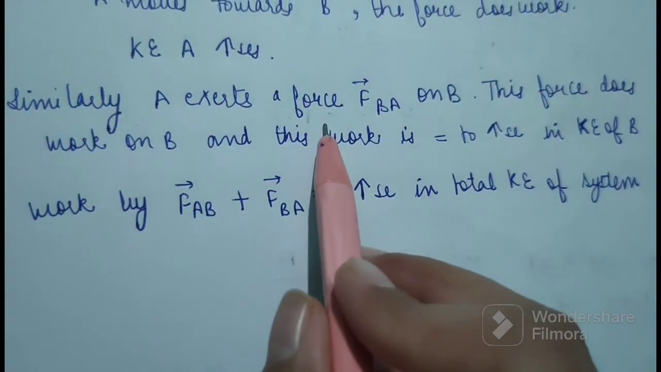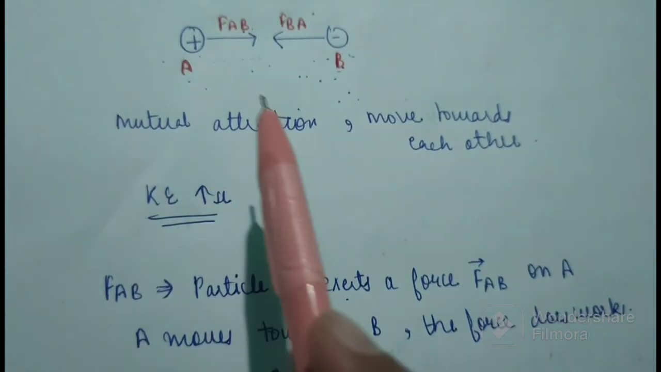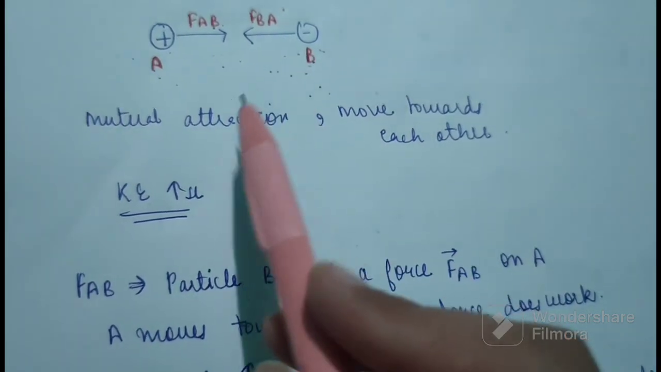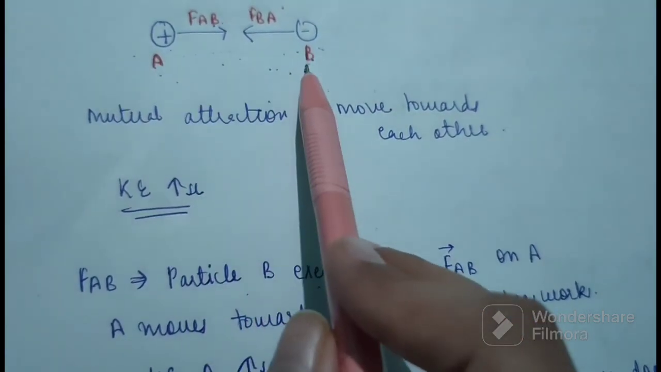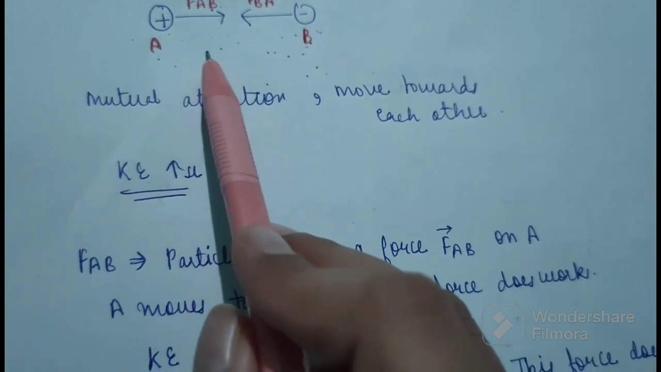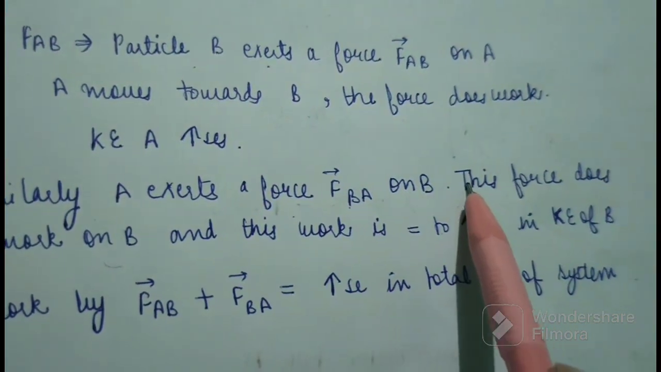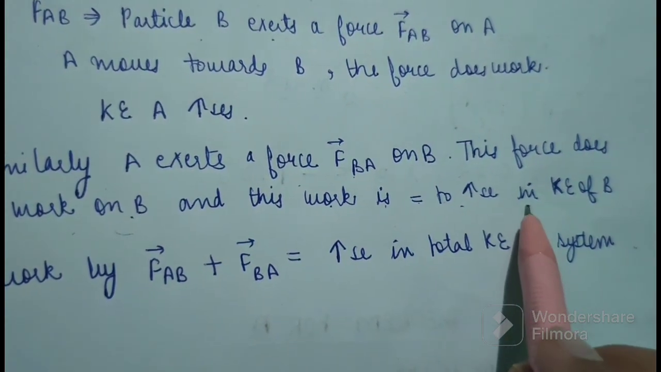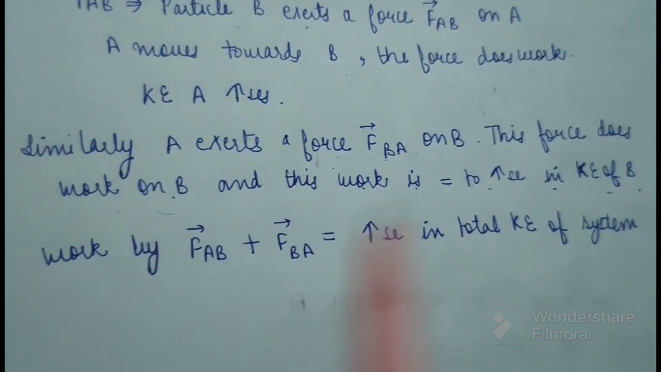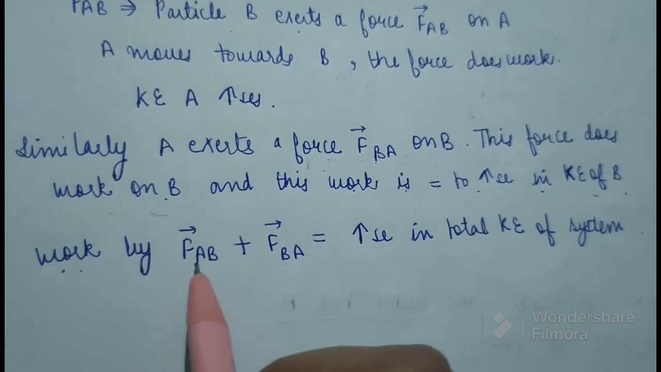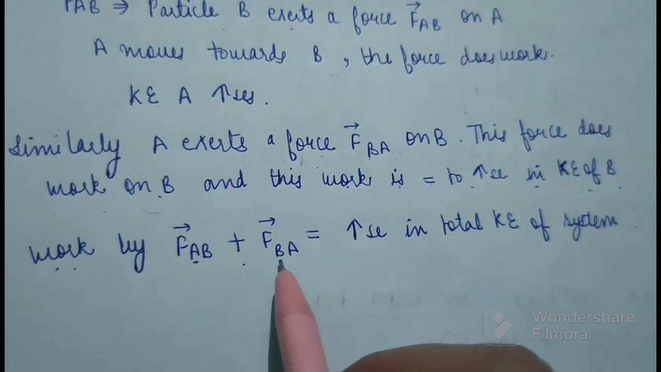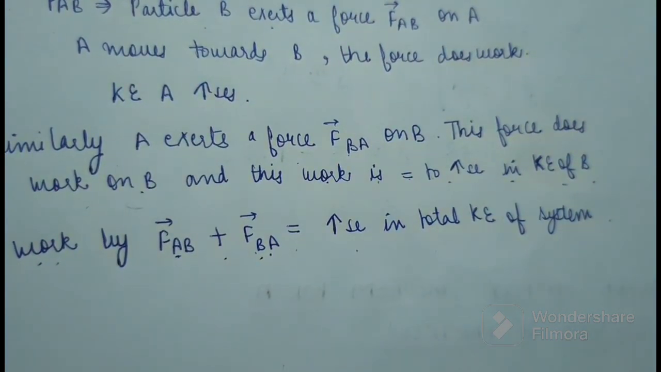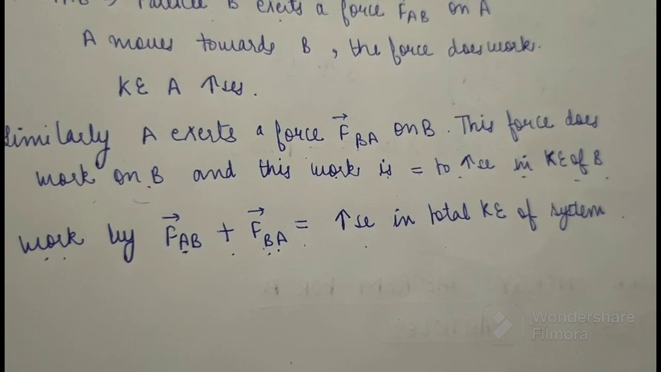Similarly, A exerts a force FBA on B, and because of that B is moving towards A. That means this force does work on B, and this work is equal to the increase in kinetic energy of B. Now the work done by FAB and the work done by FBA is equal to the increase in the total kinetic energy of the system.